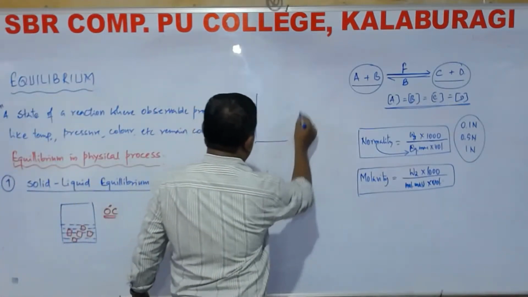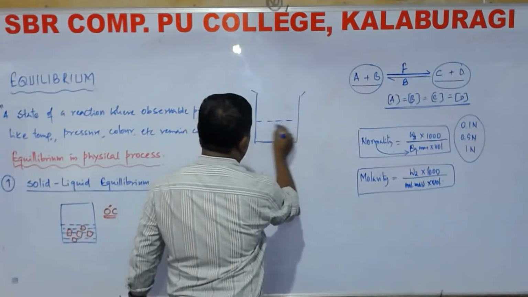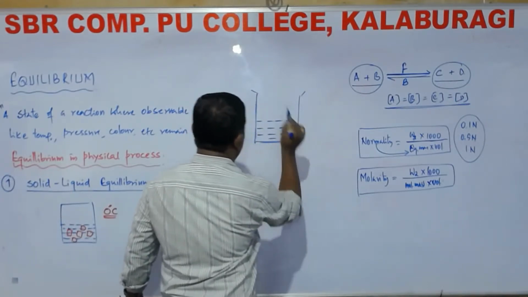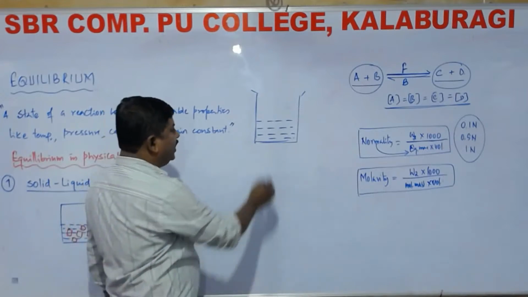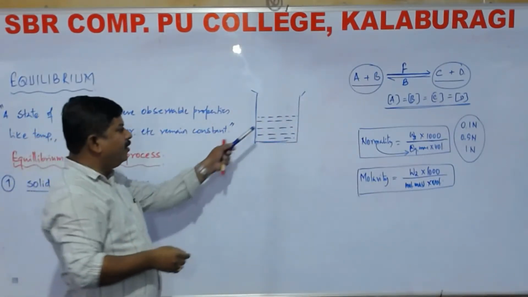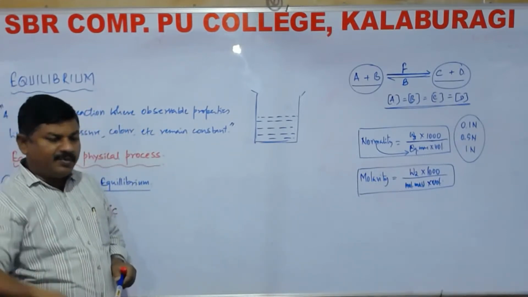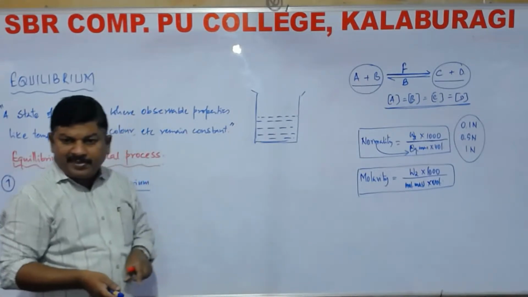Suppose you take a certain amount of solvent in a container, say for example water. When water is kept in an open vessel, if you observe this vessel containing water after half an hour or after 1 hour, will the same quantity of water be present in the flask?